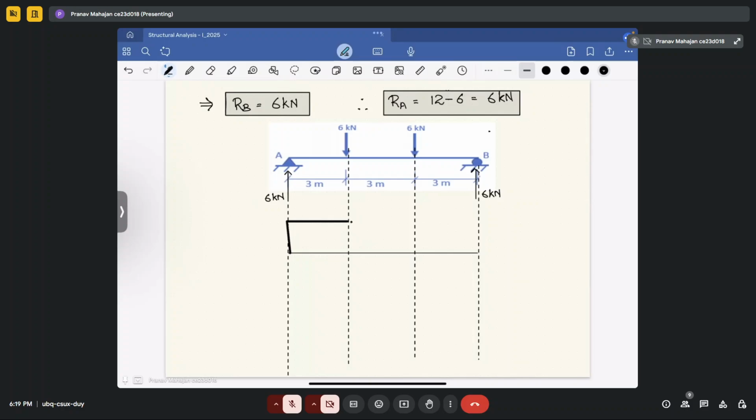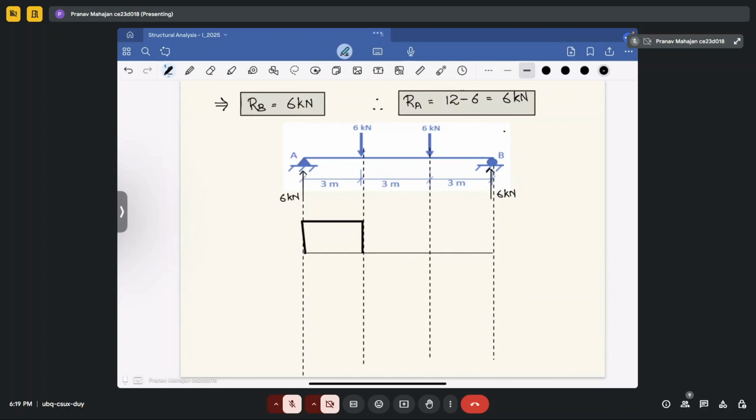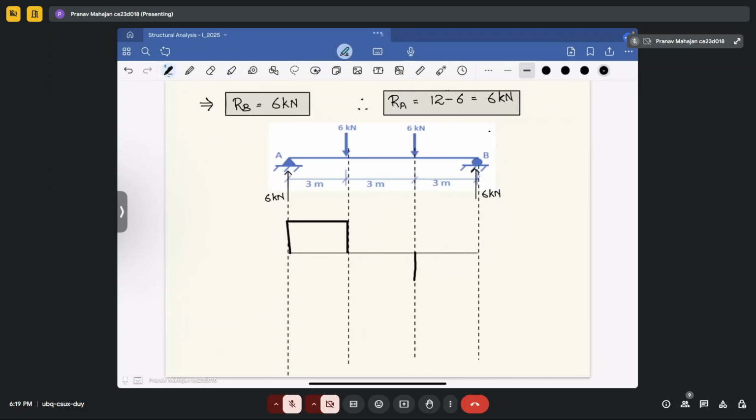After that, 6 kilonewton in downward direction. So 6 minus 6 will be equal to 0. Then no force is coming in between. So again, you have 6 kilonewton in downward direction. This 6 kilonewton will continue further. And after that, the final reaction at B is 6.